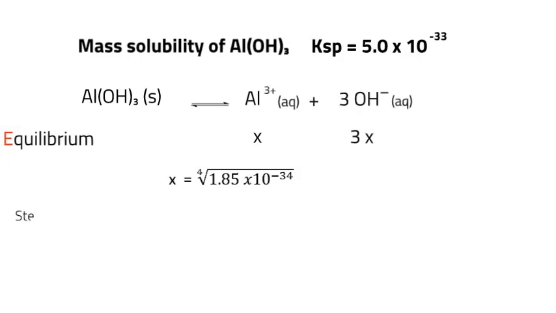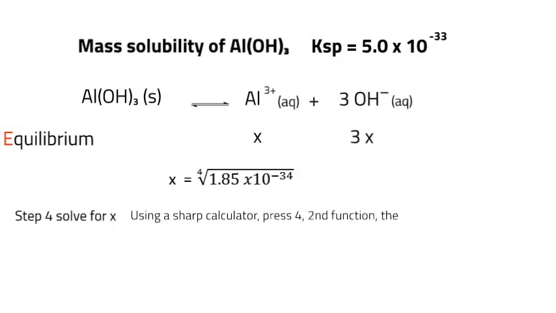The fourth step, solve for x. Using a Sharp calculator, press the number 4, press the second function key, then the y to the power x key, then 1.85, the exponent key, followed by the negative 34. Your answer is x is equal to 3.7 times 10 to the negative 9.